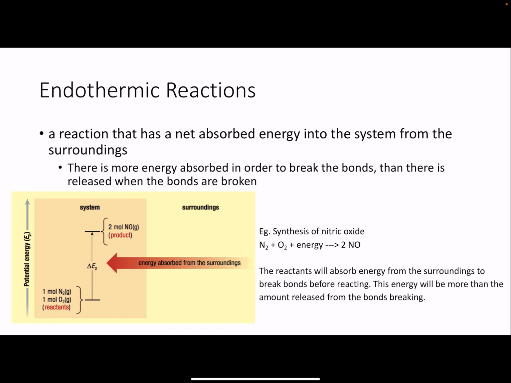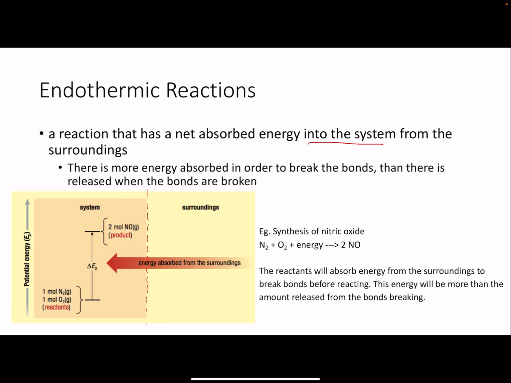So theoretically, endothermic reactions can be represented by these graphs here. So you see that it says a reaction has absorbed a net amount of energy into the system. So if we have this line here, we have the system separated by the surroundings. The system is taking energy from the surroundings. So if you think of it as your hand holding an ice cube, the ice cube takes energy from your hand, which makes it feel colder, and technically the ice cube warms up, which is why it melts, right?